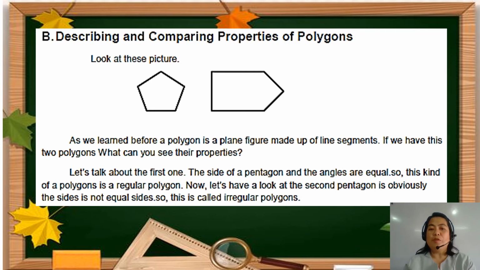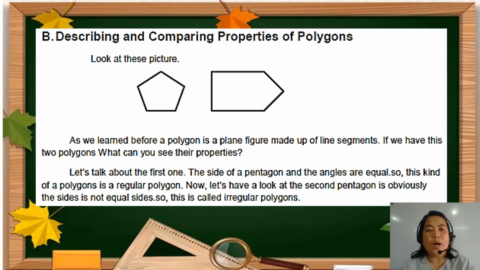As we learned before, a polygon is a plane figure made up of line segments. If we have these 2 polygons, what can you see in their properties? Okay, let's talk about the first one. The sides of a pentagon and the angles are equal. So this kind of polygon is a regular polygon.